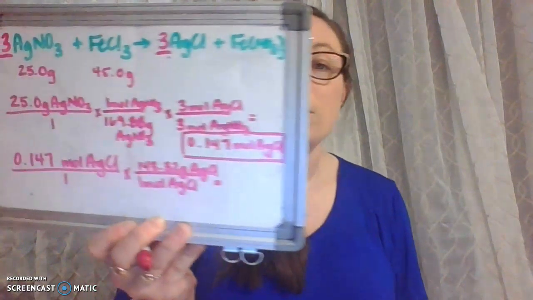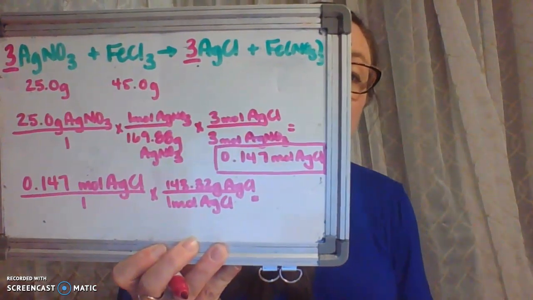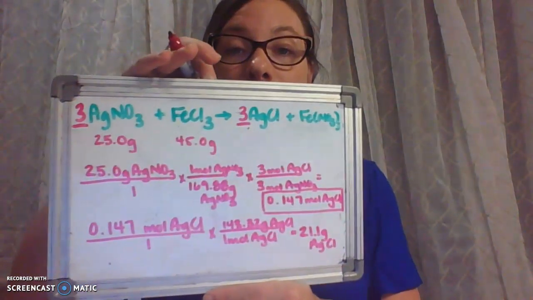And that's going to be equal to 143.32 grams per mole. Okay, so we're going to set up our calculation to look like this, and now we're going to solve. So 0.147 times the 143.32 is equal to 21.1 grams of AgCl could potentially be produced in this calculation.